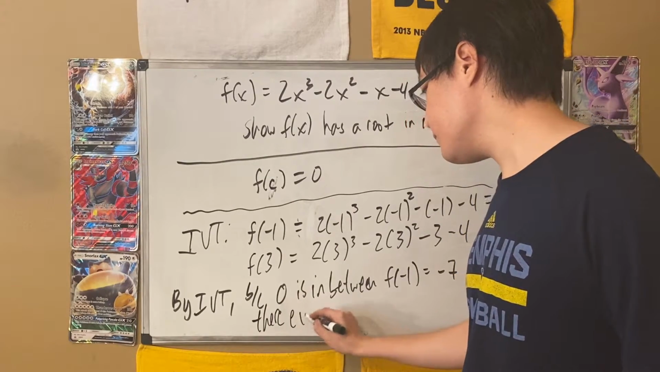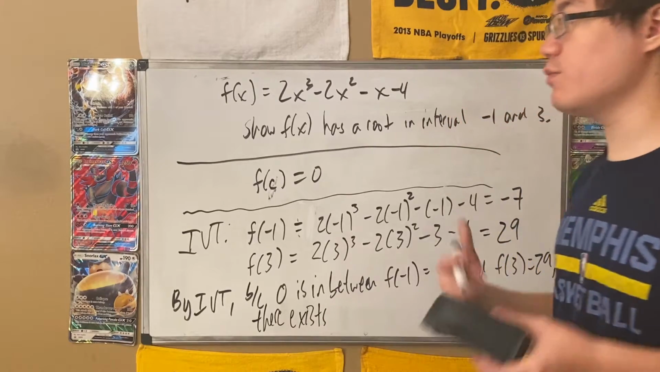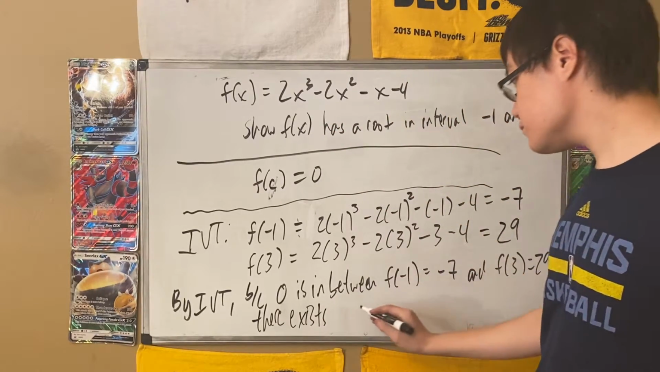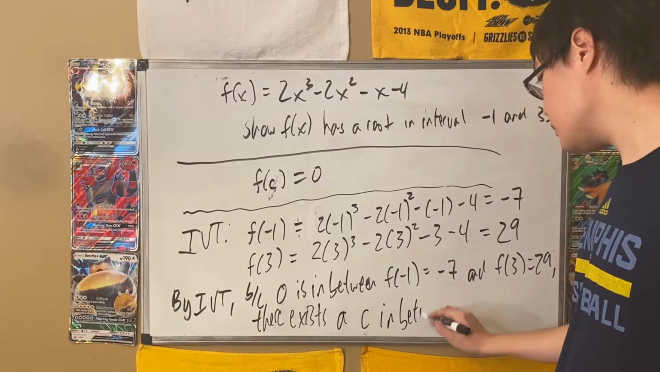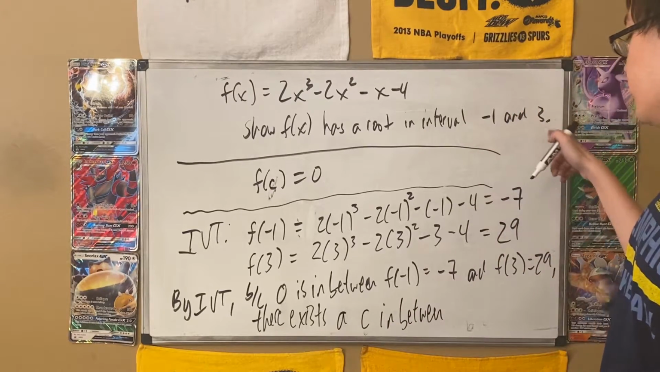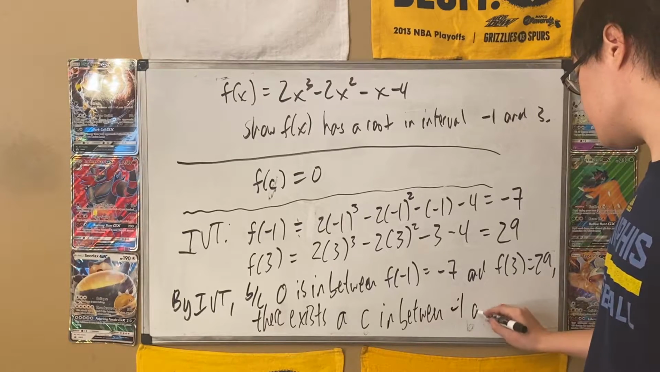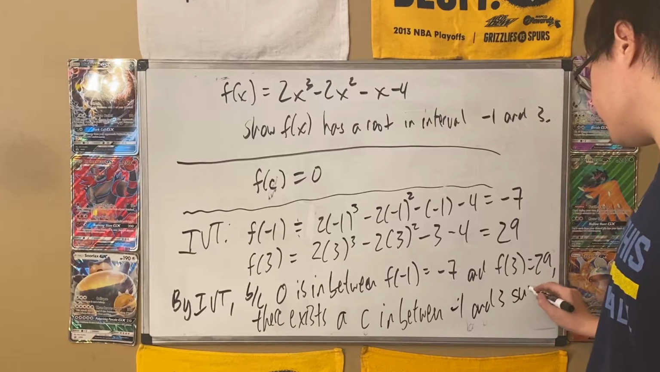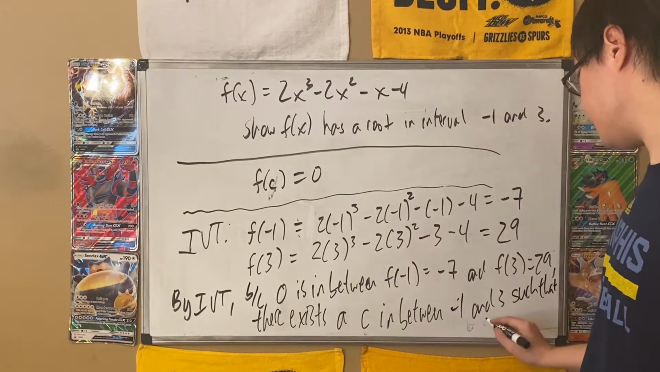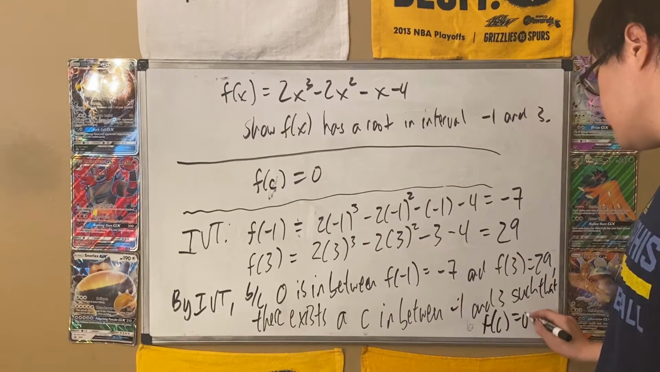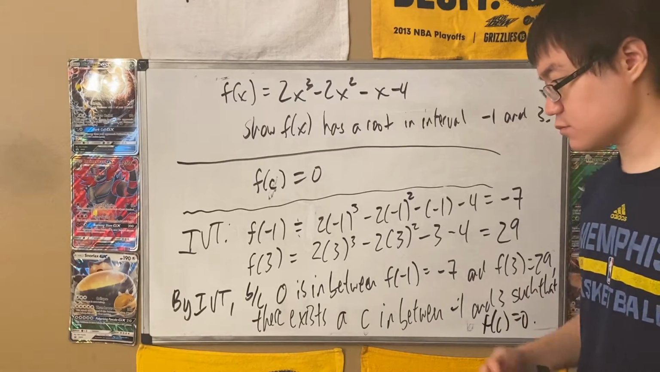there exists, I like to just repeat their question, there exists a c in between this interval, -1 and 3, such that f of c equals 0. And that's how it works.